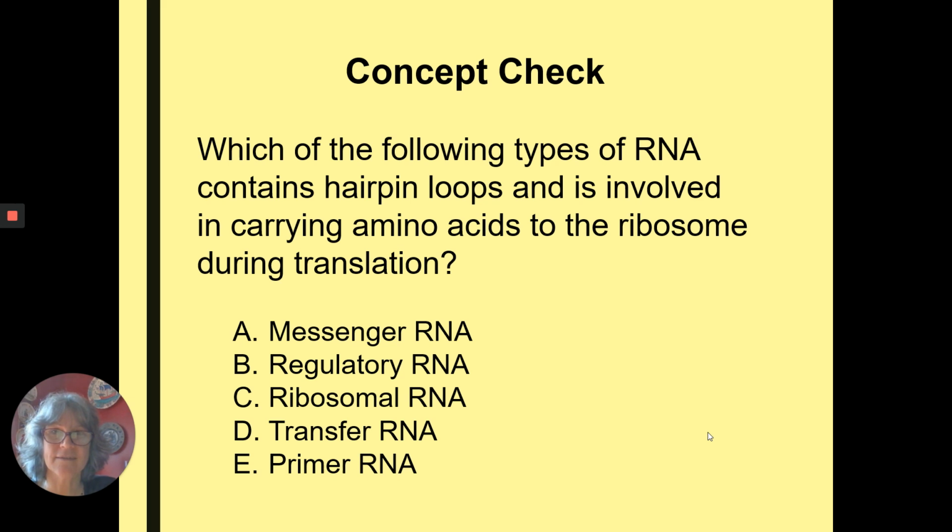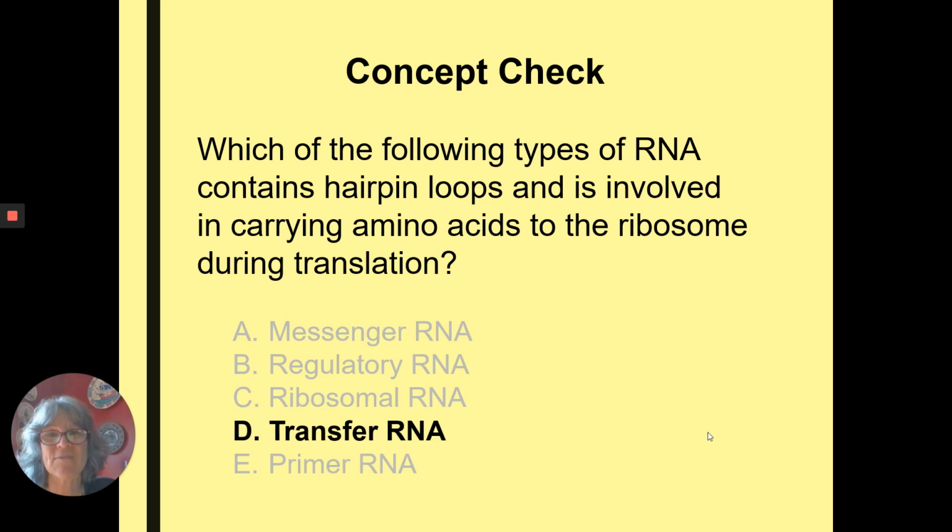All right, final concept check. Which of the following types of RNA contains hairpin loops and is involved in carrying amino acids to the ribosome? Messenger RNA, regulatory RNA, ribosomal RNA, transfer RNA, or primer RNA? Right, carries, that's our transfer RNA.